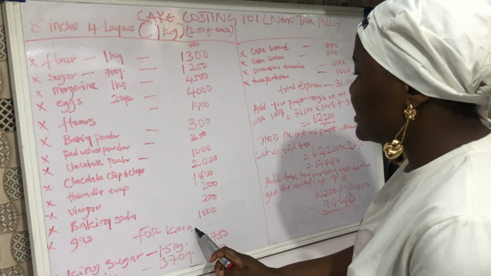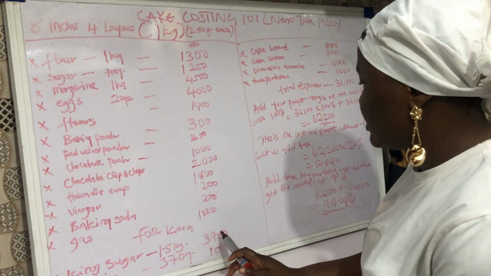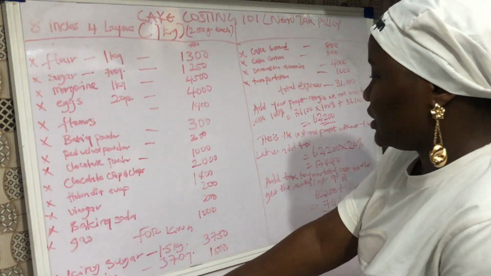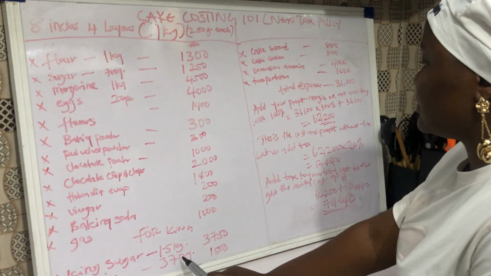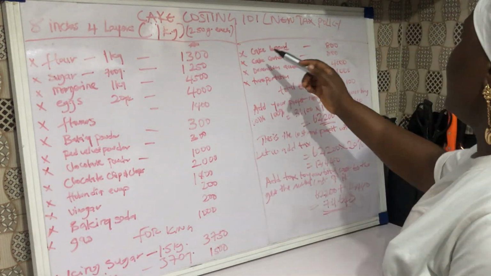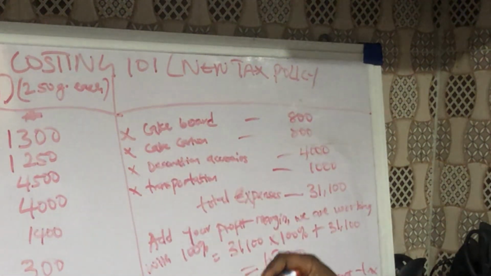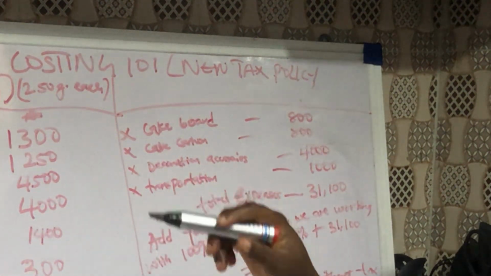Now for icing, it's butter icing I'm doing. So icing sugar I'm using 1.5 kg, that's 35. Then the margarine I'm using 3,700, 370 grams. Then cake board, cake box, decoration, accessories, that's every other thing I'm using to decorate the cake.